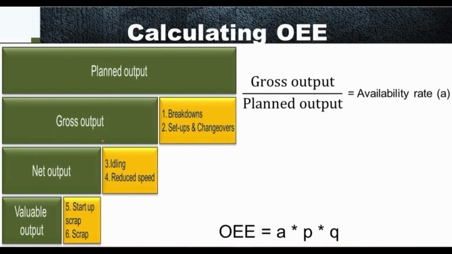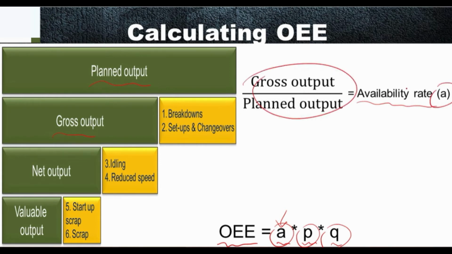Now, as I already mentioned, this OEE is calculated by multiplying the availability rate by the performance rate by the quality rate. But how do you calculate this availability rate, performance rate, and quality rate? Let's start with the availability rate. The availability rate is simply calculated by taking this gross output and dividing it by the planned output, which is what we do here, alright? So whatever comes out, that is then the availability rate.